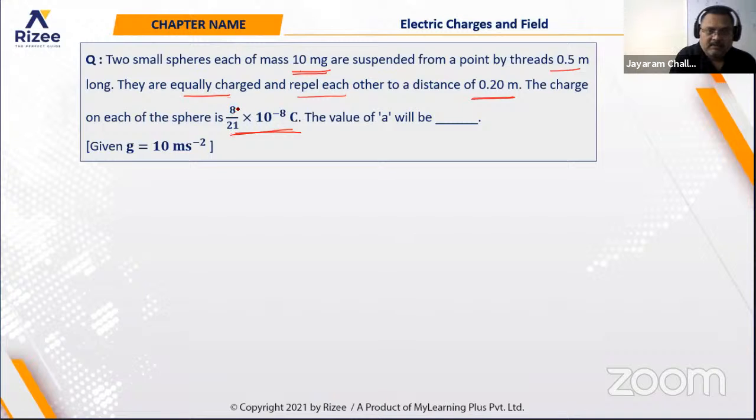The value should be either this one or this one as option A. Let's try to find out the case, or else let's verify whether the given case is right or wrong.